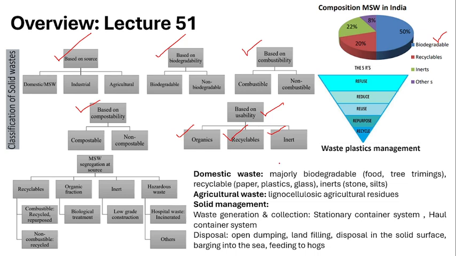Okay. Now coming to some general terms like domestic waste and agricultural waste. As we discussed earlier, domestic waste is mainly biodegradable. It includes food residues, food waste, and tree trimmings from the gardens. Then the recyclable items include paper, plastic, and glass materials. And the inert material includes stones and silt, which cannot change their property. They can be used anywhere else in the same form only. We cannot recycle them or reuse them in any other form.